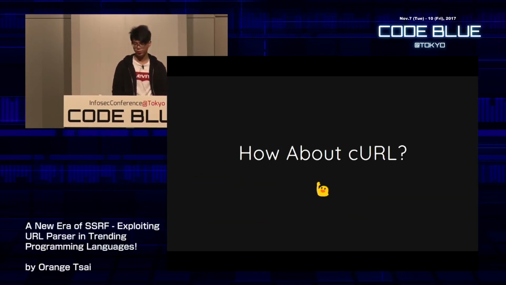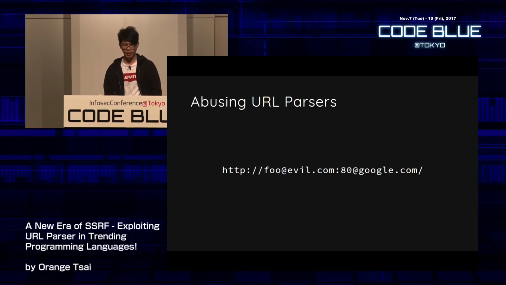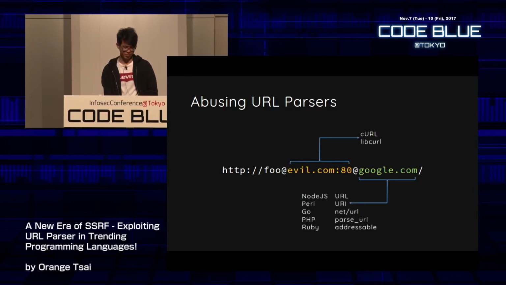Okay, if you don't like PHP, let's explore curl. Curl is a world-famous library, and there are lots of language bindings. Think about how curl interpreted this URL: foo@avo.com, port 80 @google.com. Most parsers recognize google.com as the valid hostname, but curl fetches avo.com. The inconsistency between the parser and curl will also lead to security problems.